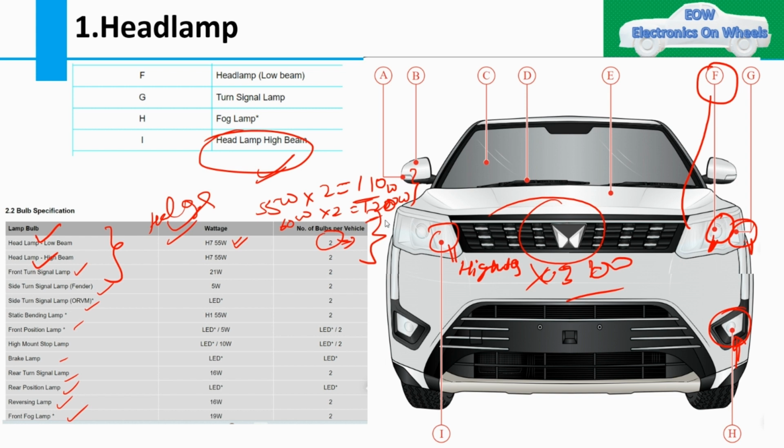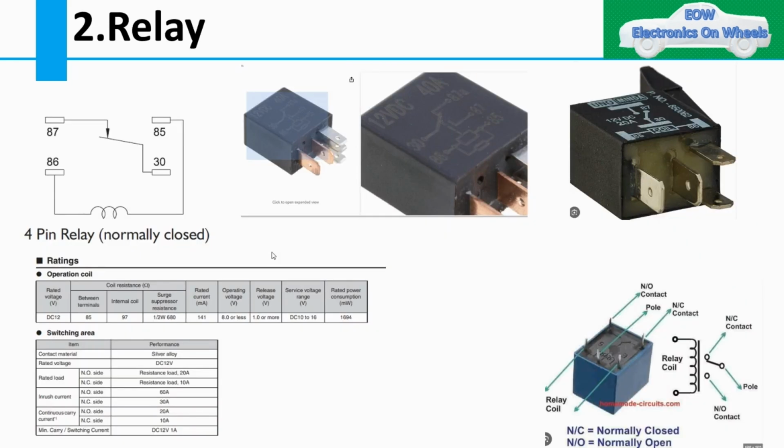You should understand that for the high beam there would be two bulbs, and for the low beam also there would be two bulbs, and then we have to calculate the current requirement. So I hope you understood the headlamp here, what the position is, where they are located, and what the power requirement is. Let's move to the relay part.